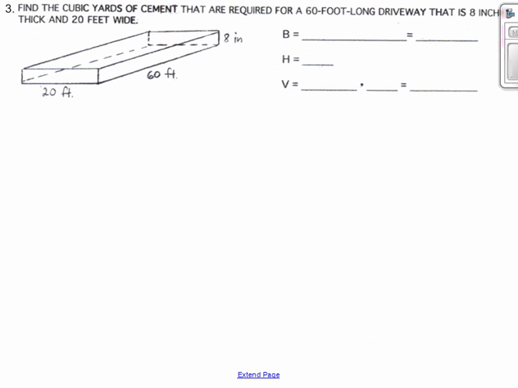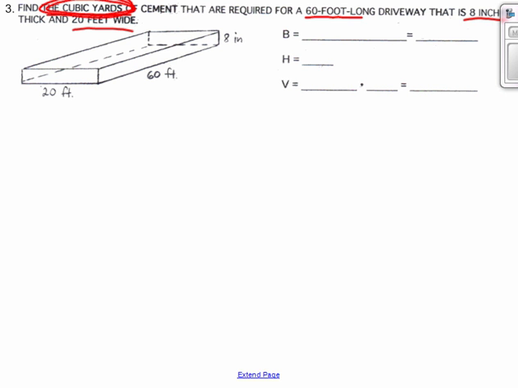Okay. Amp it up a little bit. We need to find the cubic yards of cement that are required for a 60-foot long driveway that is 8 inches thick and 30 feet wide. This makes things complicated because if you look at these units here, we need to find cubic yards. We're given lengths in feet, inches, and more feet. That makes things more complicated, because I need to figure out what that is in cubic yards. My goal is to change everything to cubic yards.